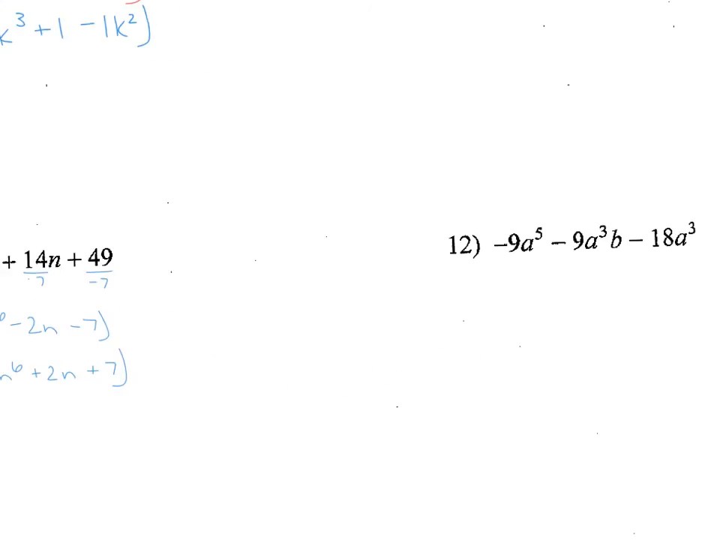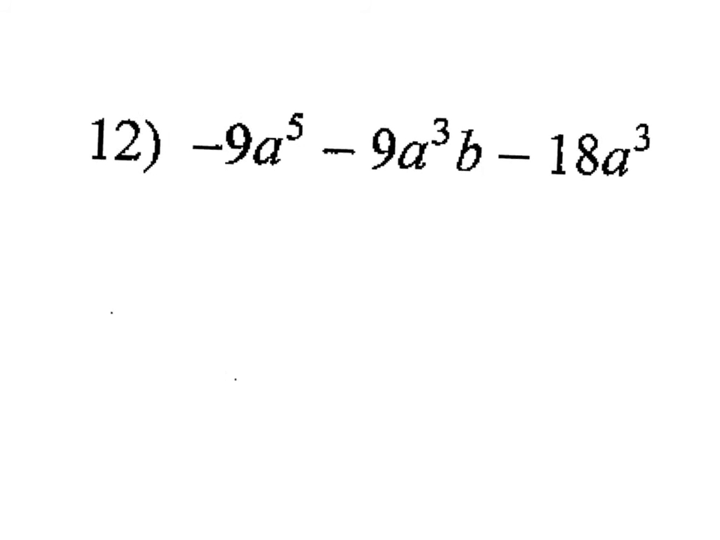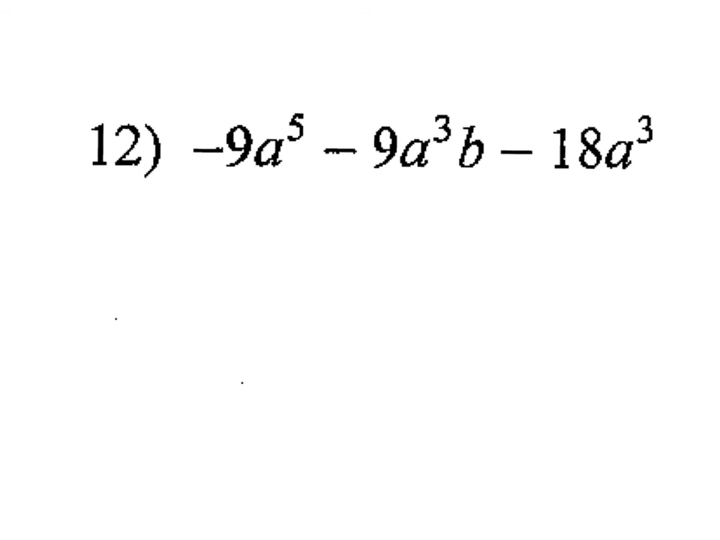Okay, number 12. Now on number 12 here, notice how they are all negatives. So when they are all negatives, you're definitely going to want to pull a negative out. So I'm going to pull out a negative 9. Now look at your variables. I've got 5 A's, 3 A's, and 3 A's. Again, just pull your smallest out.